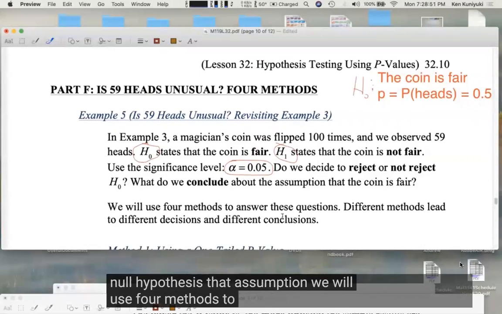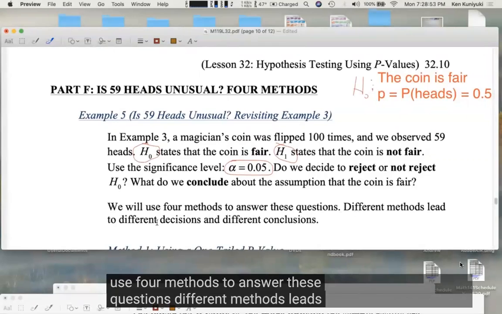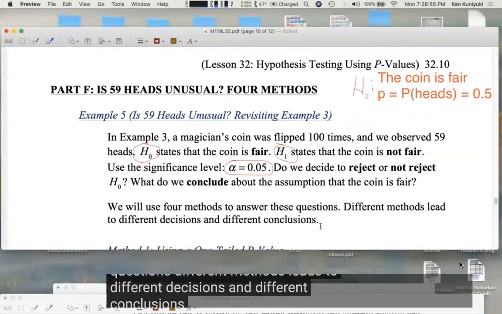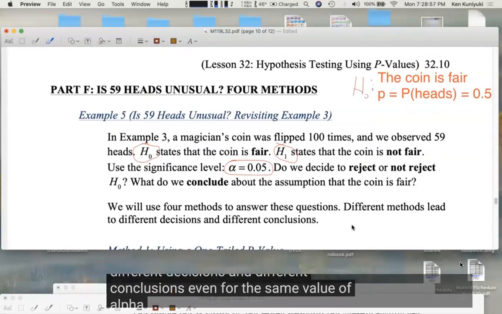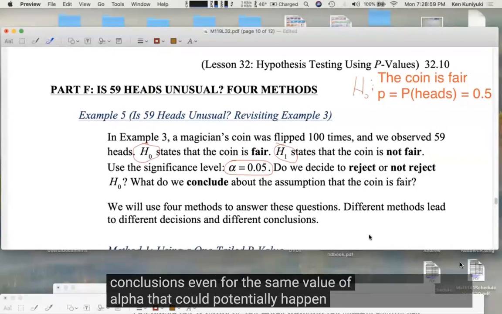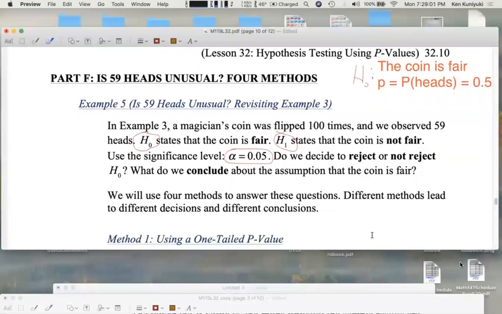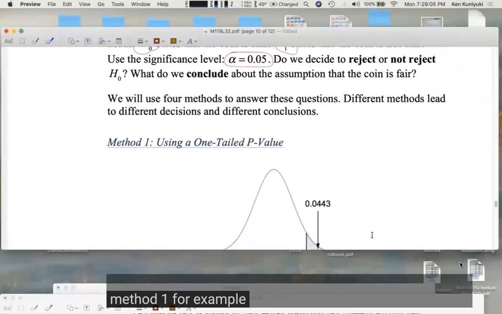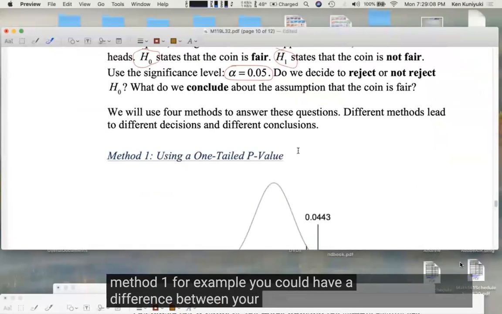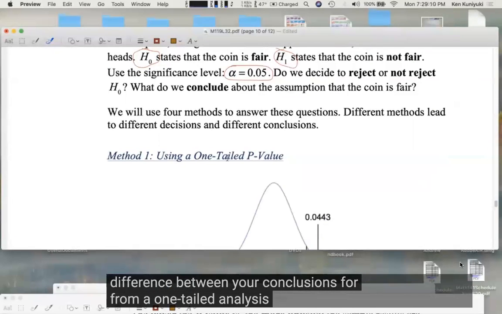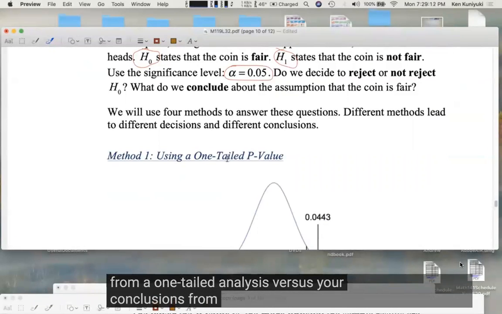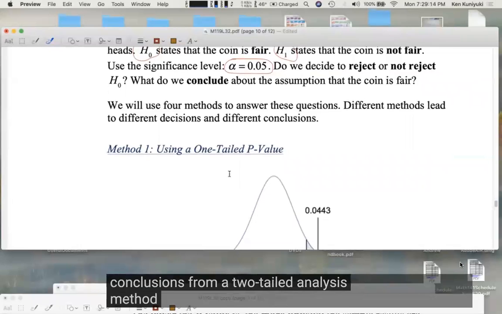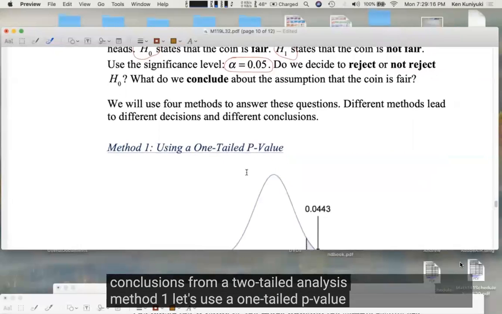We'll use 4 methods to answer these questions. Different methods lead to different decisions and different conclusions. Even for the same value of alpha, that could potentially happen. Method 1. For example, you could have a difference between your conclusions from a one-tailed analysis versus your conclusions from a two-tailed analysis. Method 1, let's use a one-tailed p-value.